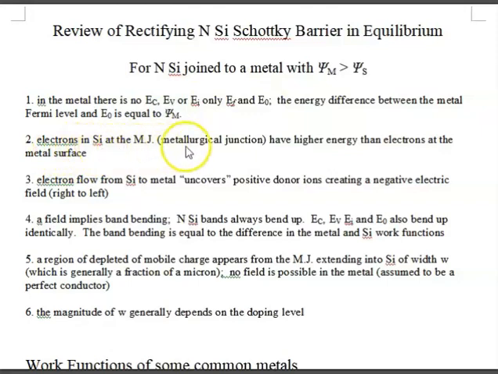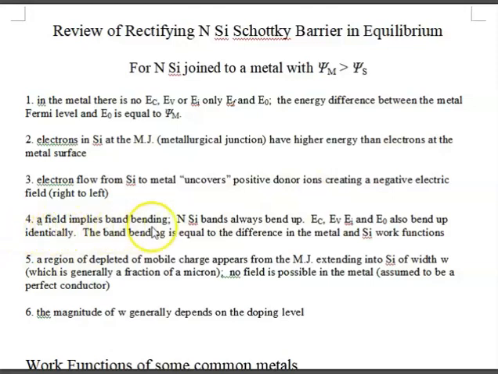Electrons in the silicon at the metallurgical junction, we said, have higher energy because they have a lower work function, so that electron flow is from the silicon to the metal, and that's what we're going to have. And because we have that flow or transfer, we uncover positive ions that were originally doped donor atoms, but since they donated their electrons into the conduction band, they become positive donor ions.